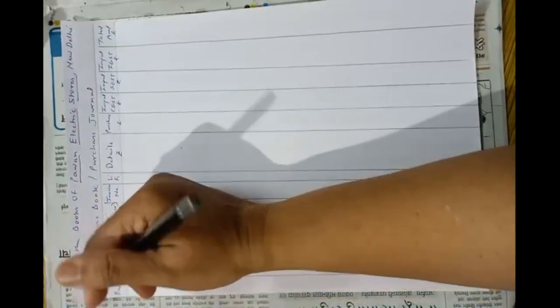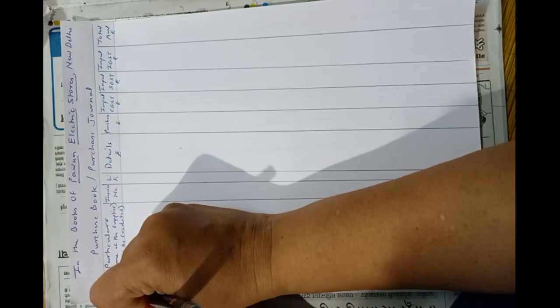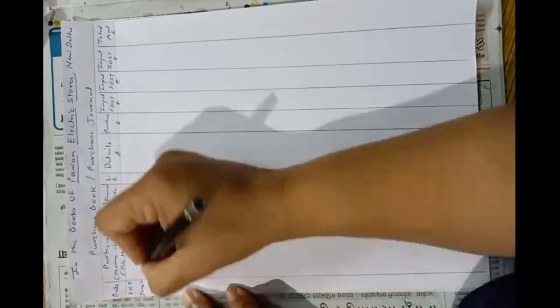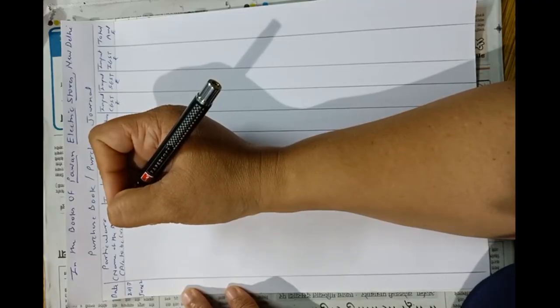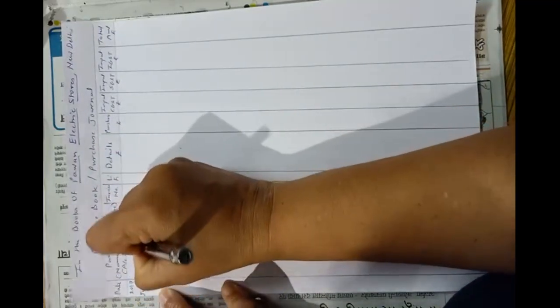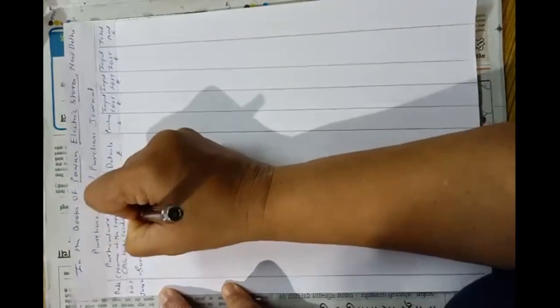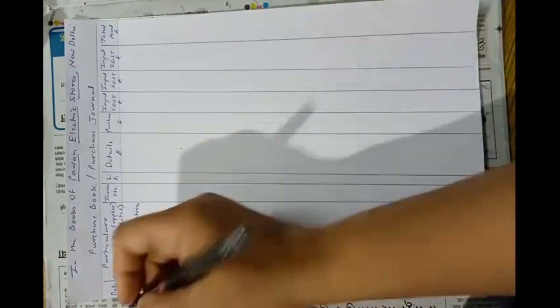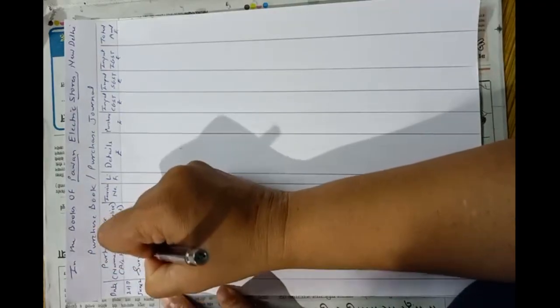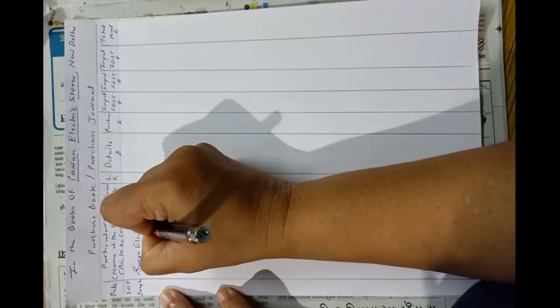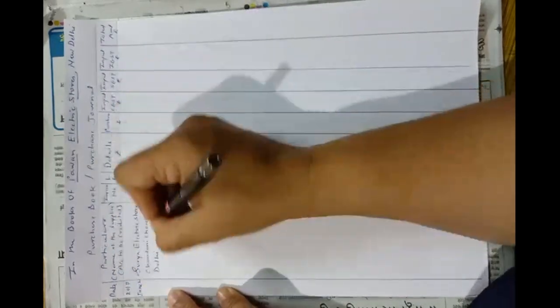It is on June 2nd 2017. You can write date also here, 2nd June. They have purchased from Surya Electric Stores. You will write the details also, Chandani Chowk, Delhi. Surya Electric Stores.